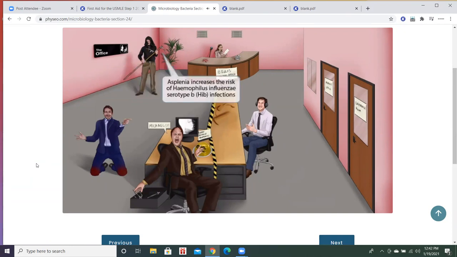Also notice that Credence is holding a sickle. We've used this in other images to represent sickle cell disease and asplenia. So it's in this image to help you remember that asplenic patients are at an increased risk of developing HIB infections. Remember, the spleen facilitates the removal of encapsulated organisms. So if a patient is asplenic, then encapsulated organisms are more likely to cause disease. So Credence holding up a sickle for asplenia increases the risk of HIB infections.